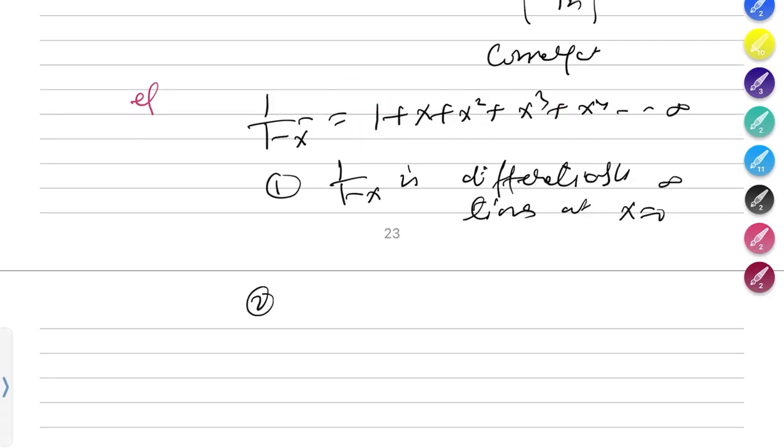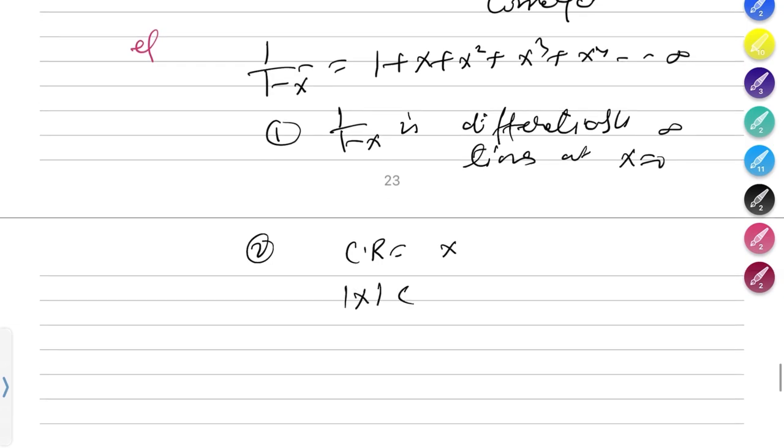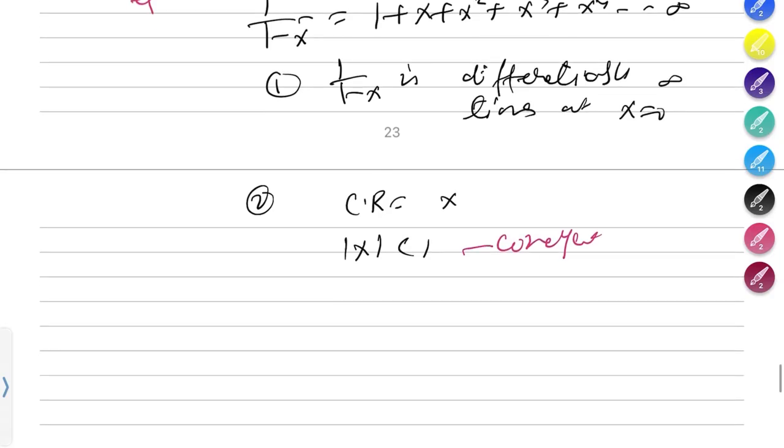Why? Because this is a geometric series with common ratio x, and since mod x is less than 1, this series is convergent. If mod x is not less than 1, then we can't write 1 plus x plus x square and so on as 1 upon 1 minus x. Only because the common ratio is less than 1 is the series convergent. Otherwise this term will be infinite. So since mod x is less than 1, hence the series is convergent.